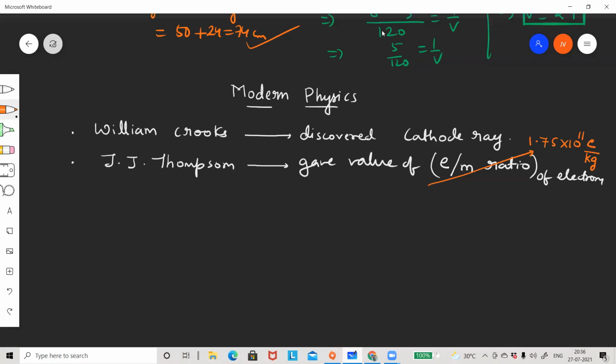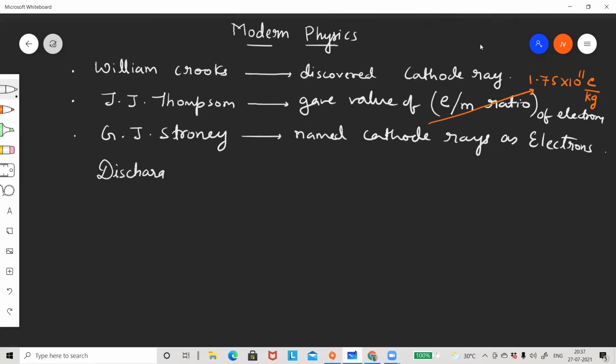So only two numbers are there for charge to mass ratio, one for electron, one for proton. Neutrons are chargeless, so there is nothing to bother about remembering. But this is a good GK question. And then G.J. Stoney, this is the person who gave the name electron. This chapter is actually a very, very interesting chapter.